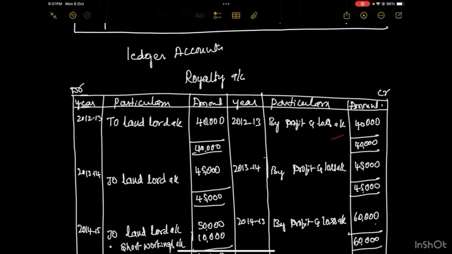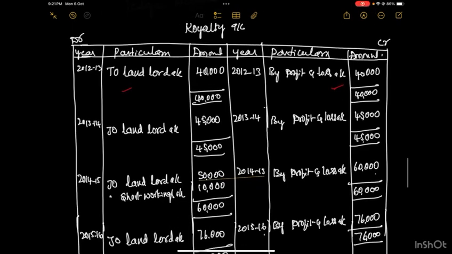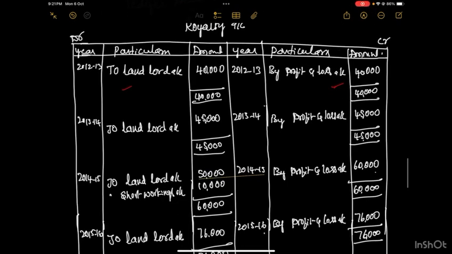So the landlord account is debited and the profit and loss account is credited. So the total becomes 40,000. Likewise, each year it is going to tally, because the amount of royalty expenditure will be transferred to the profit and loss account at the end of the year. The second year royalty amount due is 45,000, which is transferred to the profit and loss account. Like, to landlord account and by profit and loss account.